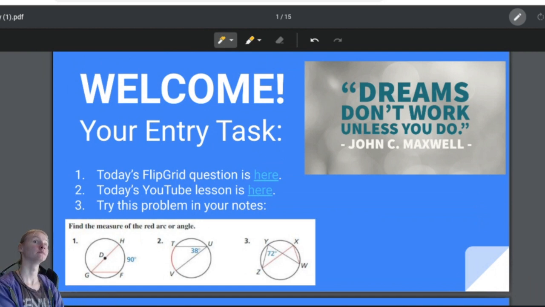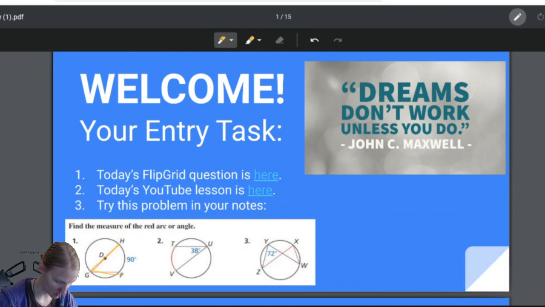Now, pause the video and try these problems in your notes. Then unpause the video to do them with me. Okay. First, well, all of them. It says find the measure of the red arc or angle. Alright, let's take a look at number 1.